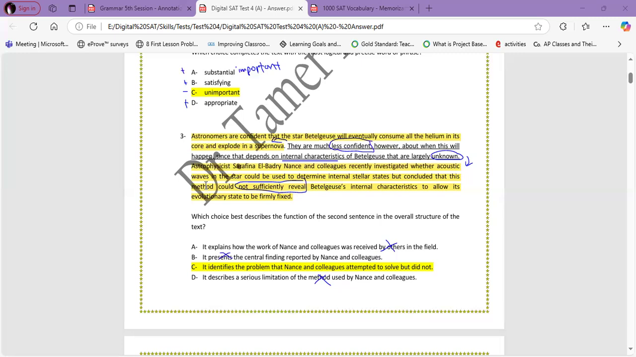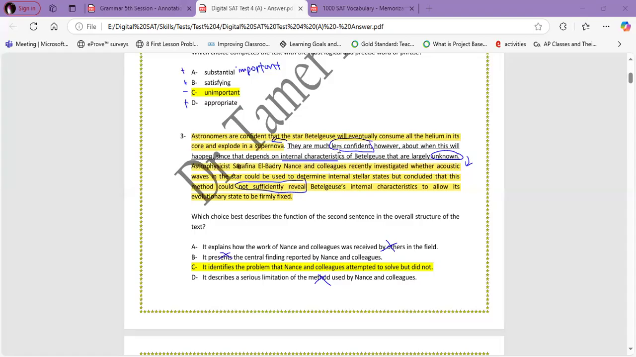Astrophysicists Saio, Van Lent, and colleagues recently investigated whether acoustic waves in the star could be used to determine internal stellar states, but concluded that this method could not sufficiently reveal Betelgeuse's internal characteristics to allow its evolutionary state to be firmly fixed. So in the sentence after the underlined one, they said that Saio and others tried to solve this problem. Unfortunately, they can't. So it explains, I'm talking about the underlined, it explains how the work of Nance and colleagues was received by others in the field.